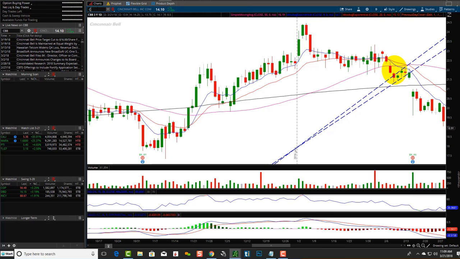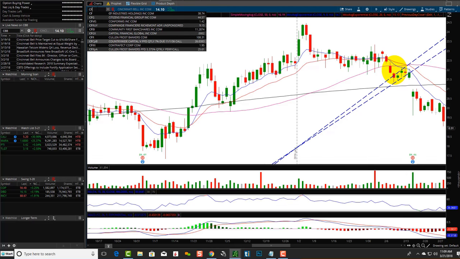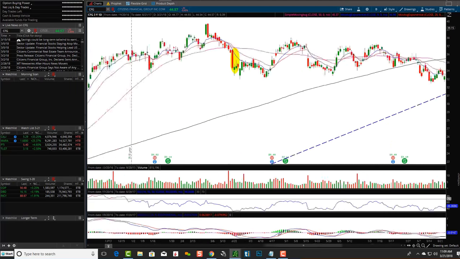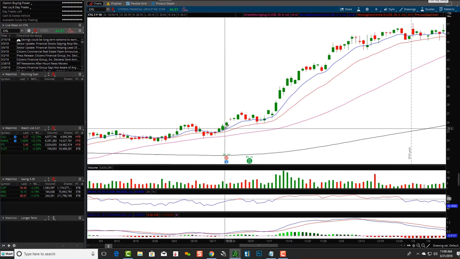These are real world patterns. I want to show you real stuff. Some that look perfect, and then again, some that are not so perfect. Very, very important when trading because not everything's always going to be perfect.